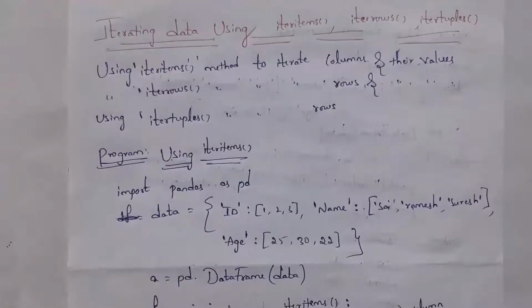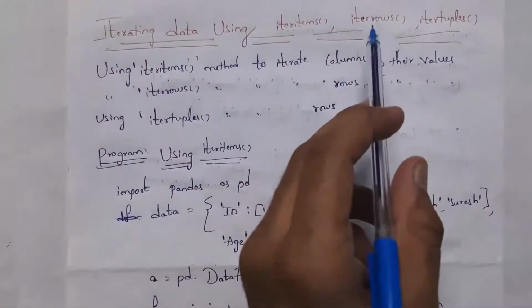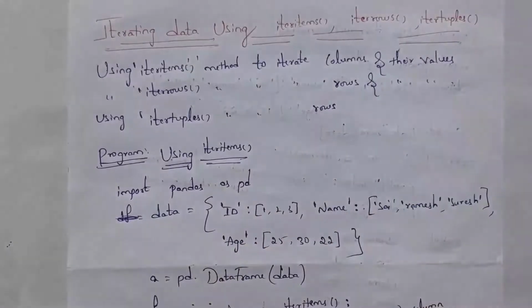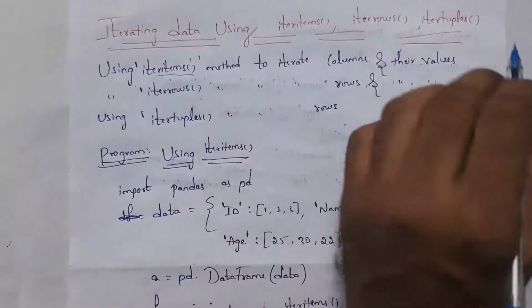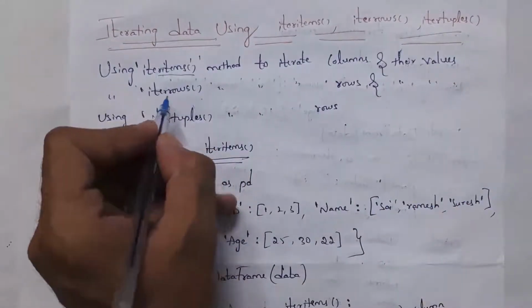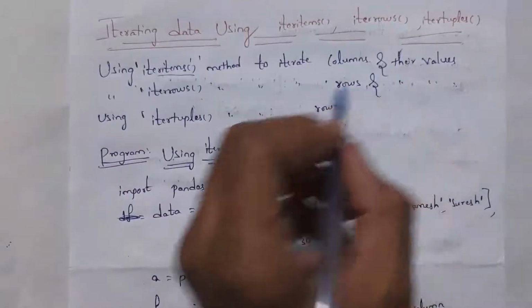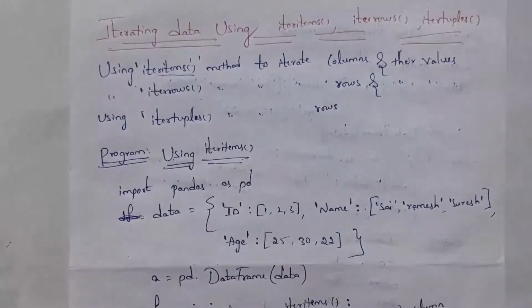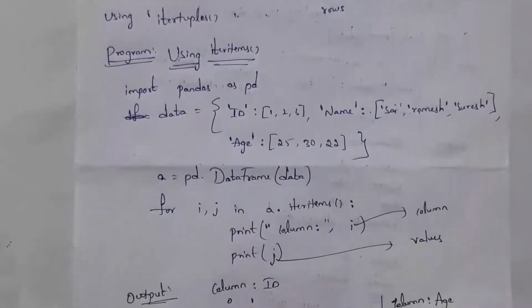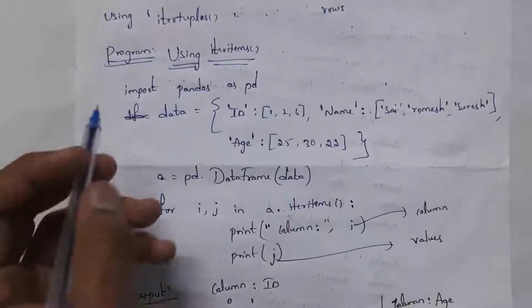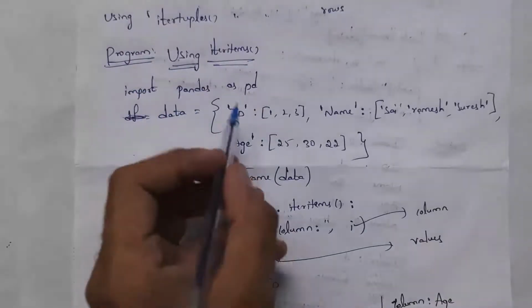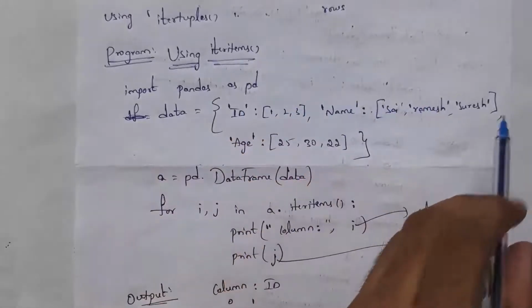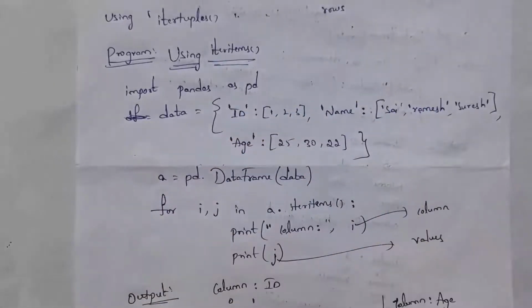Next I will explain iterating data using the iteritems method, iterrows method and itertuples method. Guys, just remember that by using the iteritems method we can iterate columns and their values, by using the iterrows method we can iterate rows and values, whereas by using the itertuples method we can iterate rows. This is a simple program using the iteritems method. So at first write import pandas as pd and next I am taking variable data equal to a dictionary with 3 items: ID 1, 2, 3, name Sai, Ramesh, Suresh and age 25, 30 and 22.